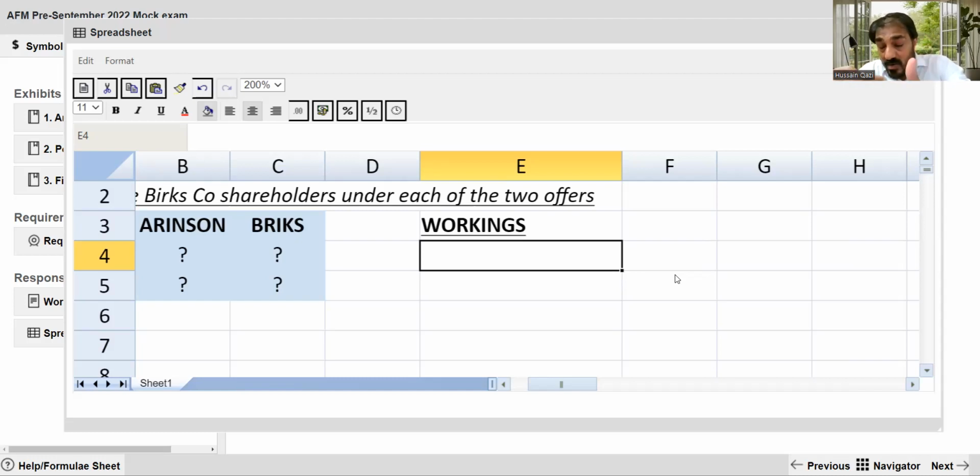Also the calculation aspect related to professional skill marks. Professional skill marks are also related to the calculation part as well. So that's important. Now come on. Workings. Working number one, valuation, value per share.